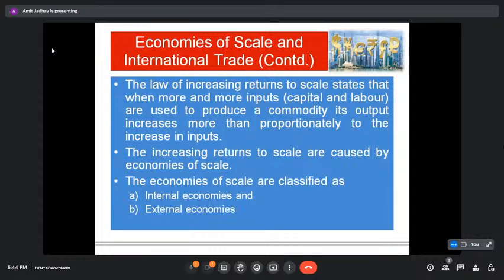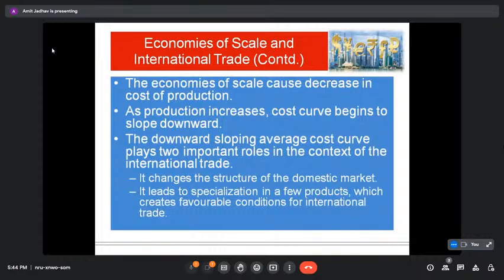That is the case if they have the same technology or the same factor abundance also. So basically, economies of scale and international trade. We have to continue the slide. The economies of scale cause a decrease in the cost of production. So basically, economies of scale are the cause of decreasing the cost of production, because it's internal.